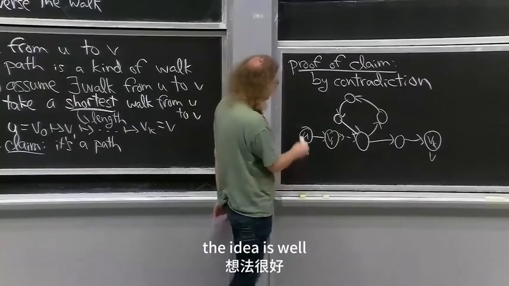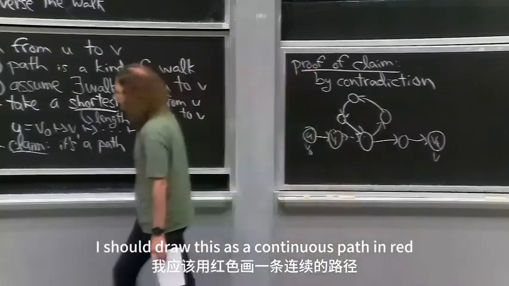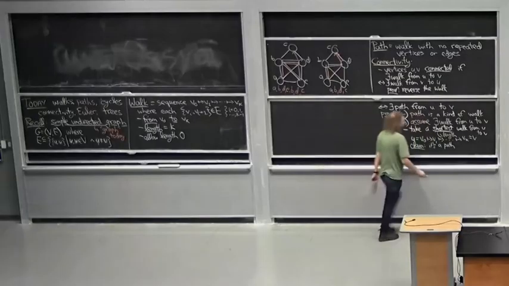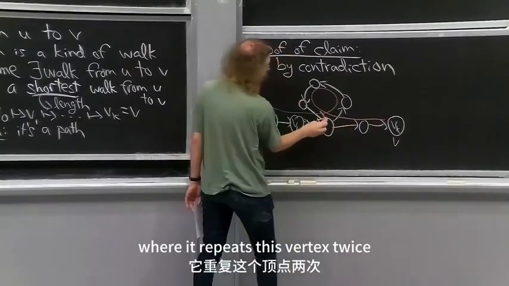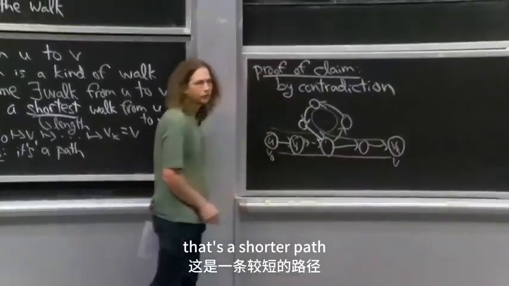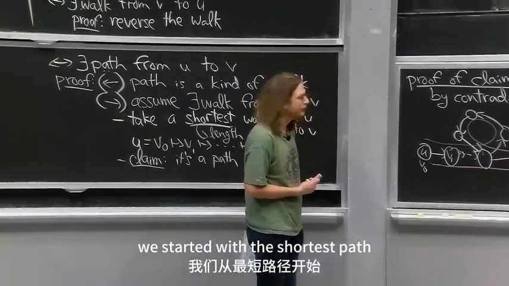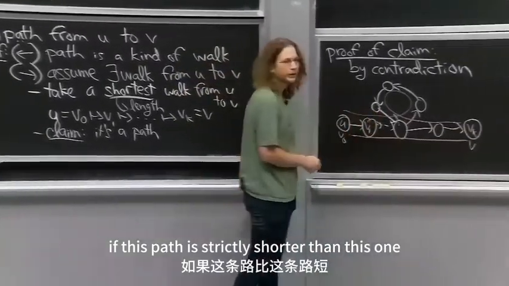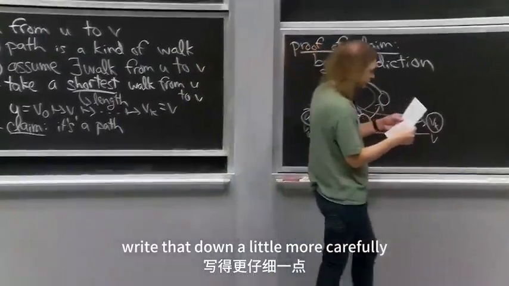Then the idea is, well, if the walk did this, maybe I should draw this as a continuous path in red. If the walk did this, where it repeats this vertex twice, why not just do this? That's a shorter path. And that contradicts that we started with the shortest path. If this path is strictly shorter than this one, that's a contradiction. Write that down a little more carefully.